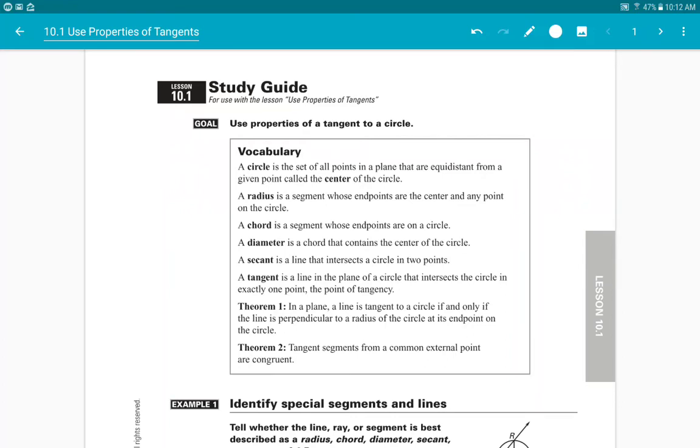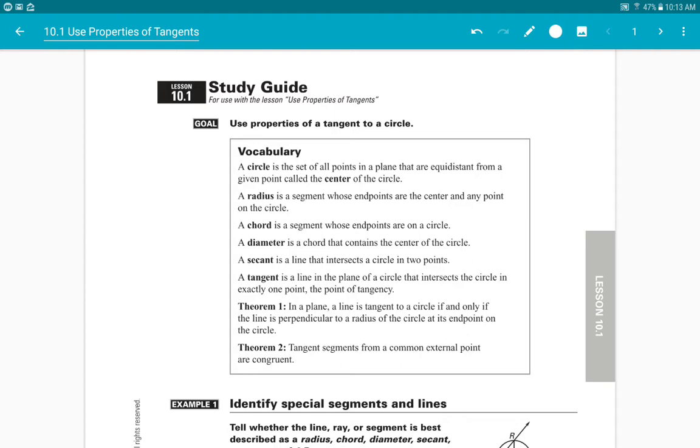So we're going to go ahead and start section 10.1. Right, we're skipping chapter 9 for now because it deals a lot with transformations, dilations, and stuff. But we need to cover circles, so we're going to cover circles and then we'll go back to chapter 9. Right, so the first section is called using properties of tangents.